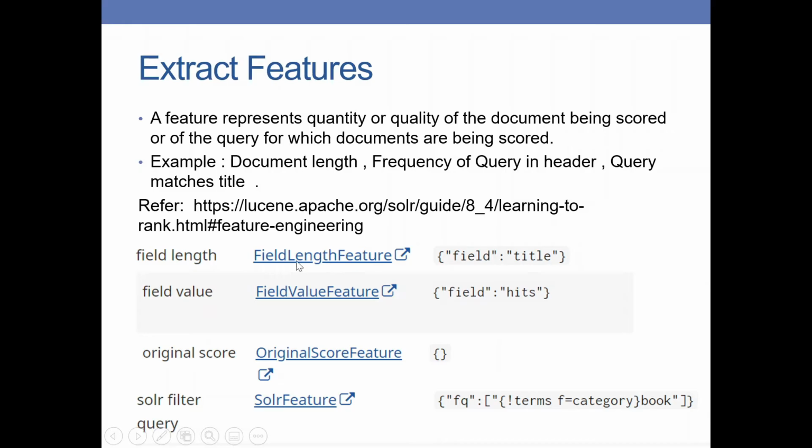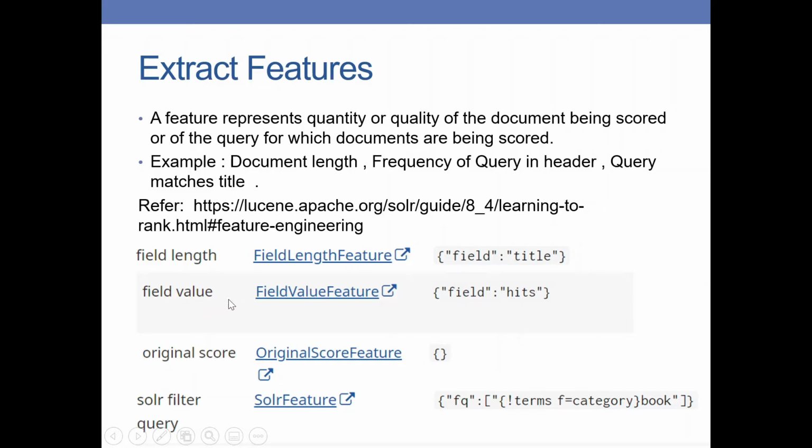At a high level, a few examples are field length. You just have to give this parameter in your feature store, and this will account for the field length of the title. Field value feature. These are inbuilt feature classes of Solr, so you don't have to write any code. It's kind of plug and play. So configure these feature classes, field value feature, then field equal to the hits.